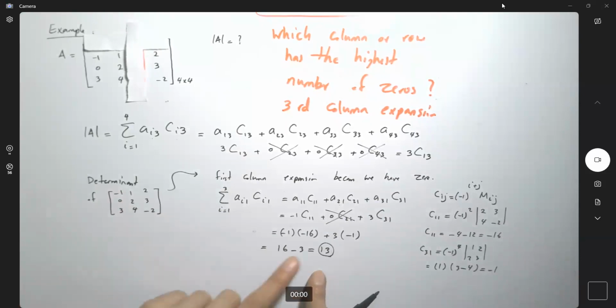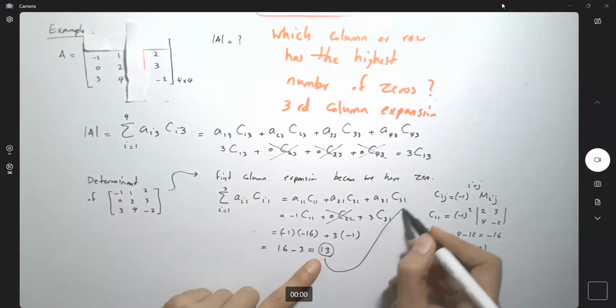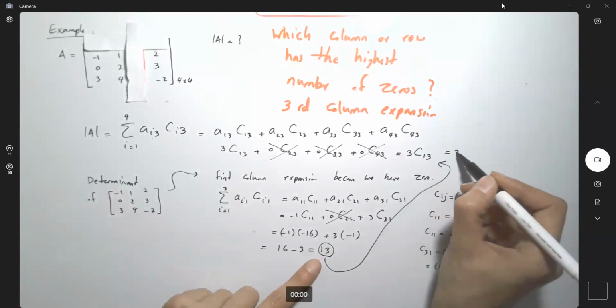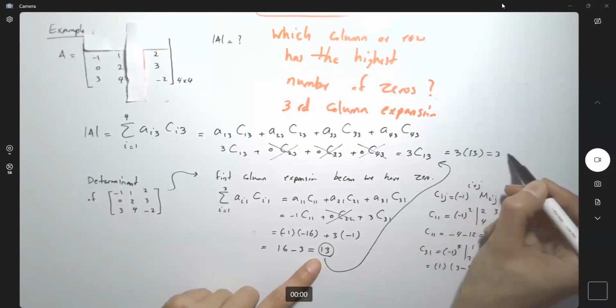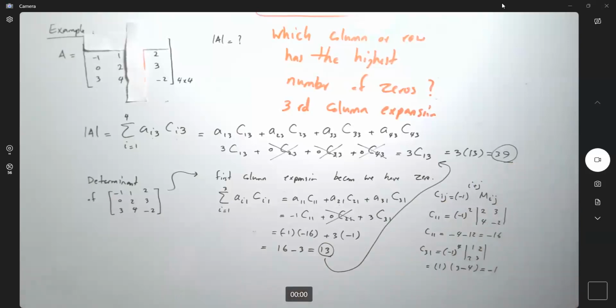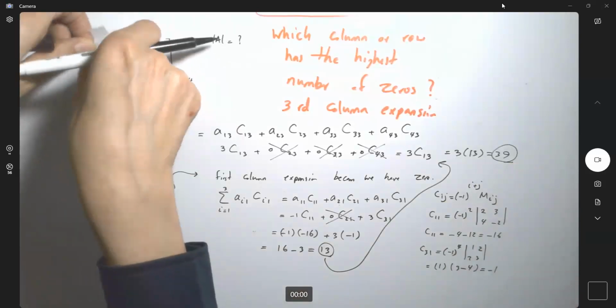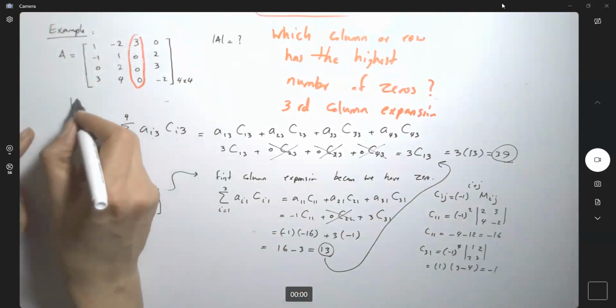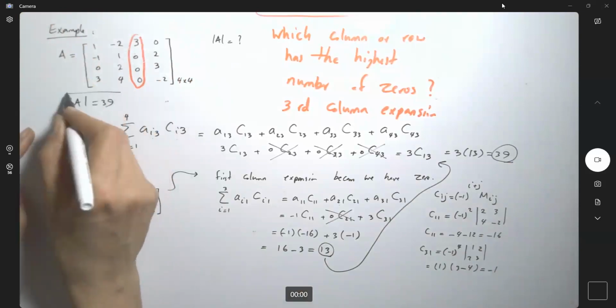Are we done yet? No, we have to go back to this guy here. This is 3 times 13, or 39. This is the answer. So the determinant of this 4 by 4 matrix is 39.